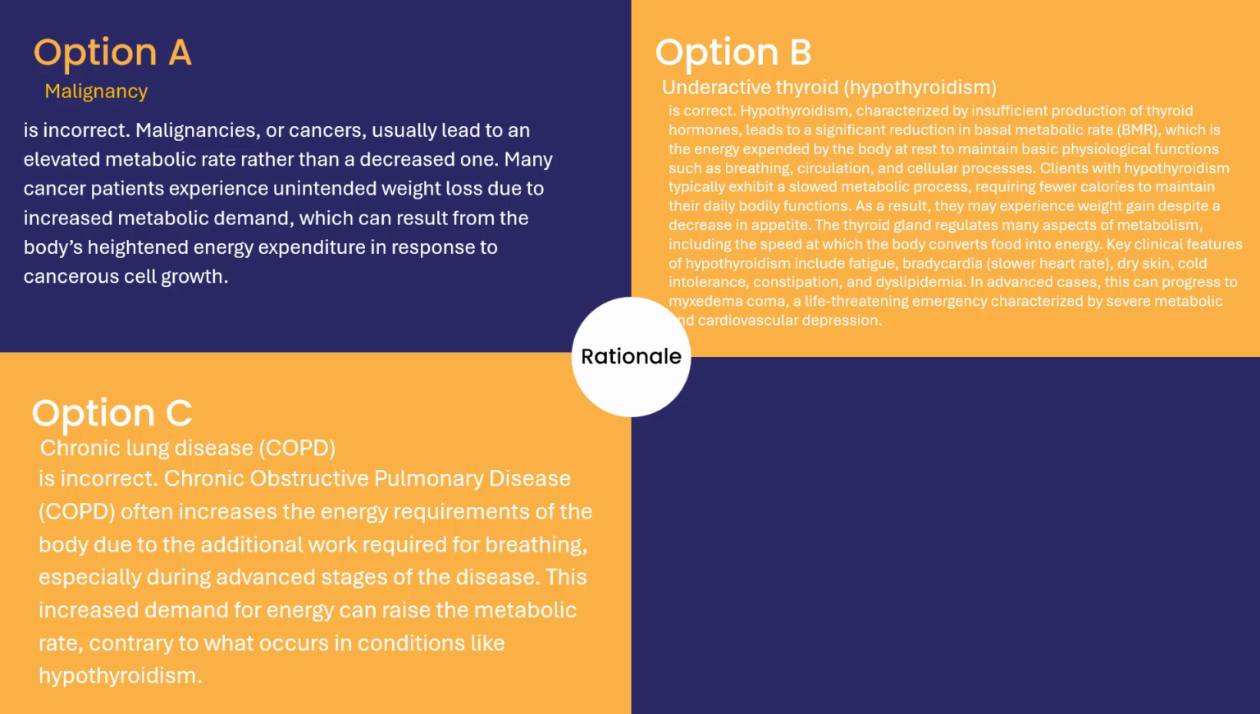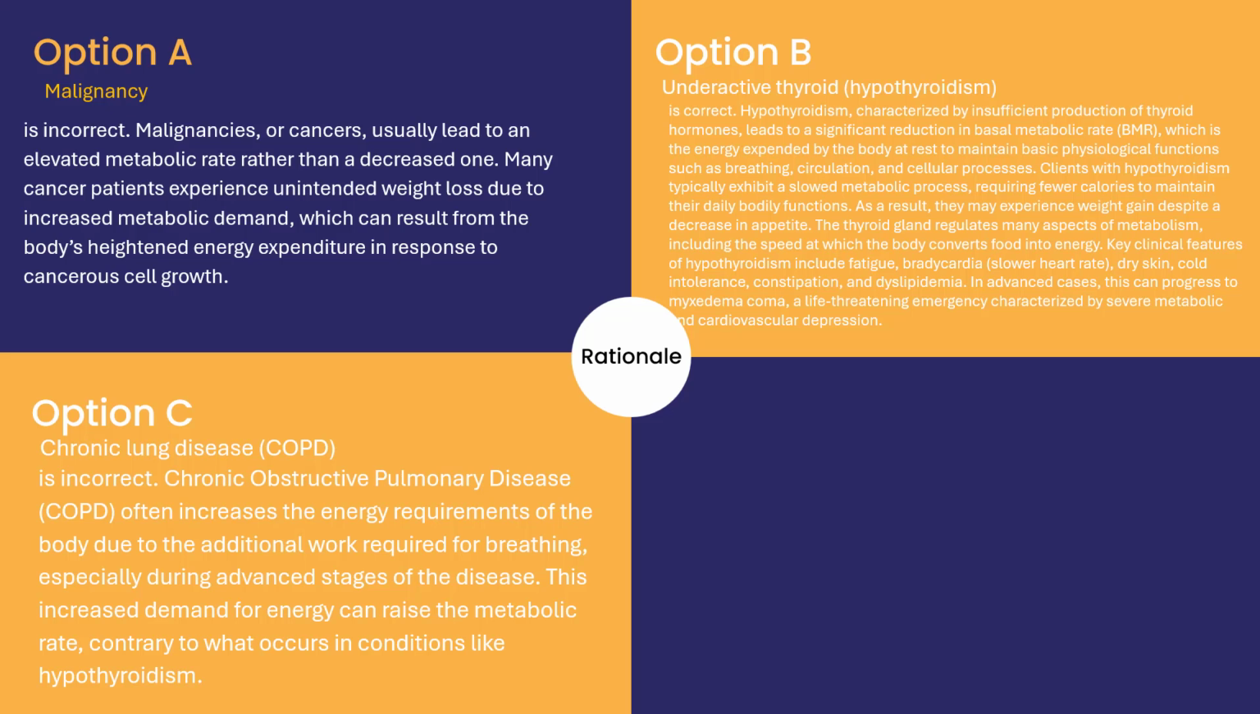Chronic obstructive pulmonary disease often increases the energy requirements of the body due to the additional work required for breathing, especially during advanced stages of the disease. This increased demand for energy can raise the metabolic rate, contrary to what occurs in conditions like hypothyroidism.